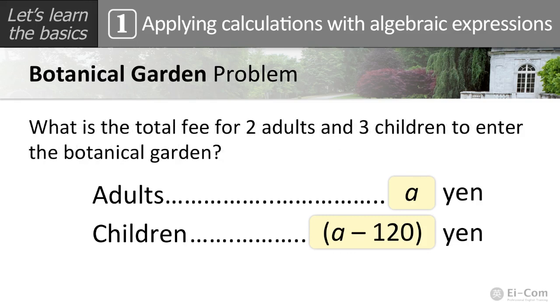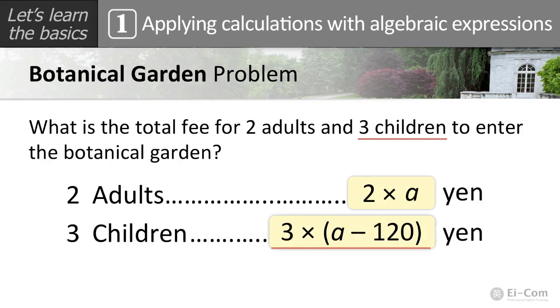Since the question asks for the total fee for 2 adults and 3 children, the fee for 2 adults will be 2 times a. And the fee for 3 children will be 3 times the quantity a minus 120. If we remove the multiplication signs, 2 times a becomes 2a. And 3 times the quantity a minus 120 becomes 3 times the quantity a minus 120 without the multiplication sign.